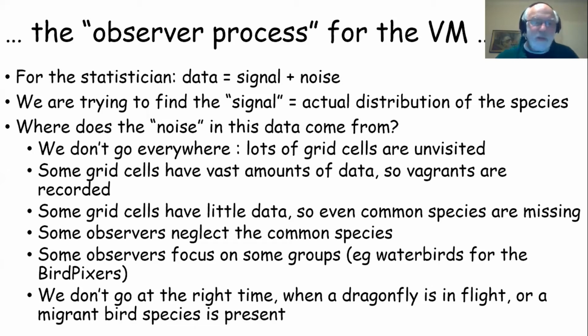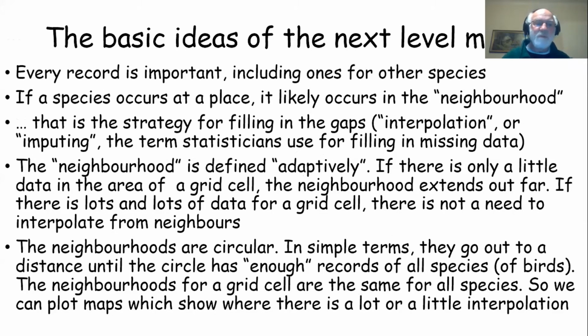They're not going to bother to record it again, so they neglect the common species. Some observers like to focus on certain groups, so some people might like to just do water birds and not all the other species. Another big bias for many groups of species is that we are just not there at the right time. There are a couple of months when a dragonfly is in flight, or when a migrant bird is present in summertime, when the migrants are present. So here are the basic ideas for these new maps.